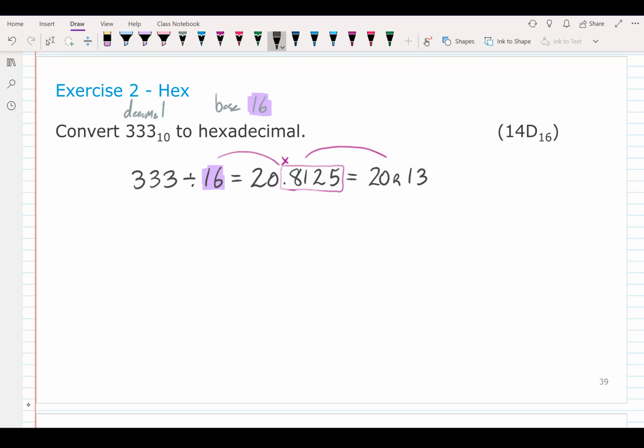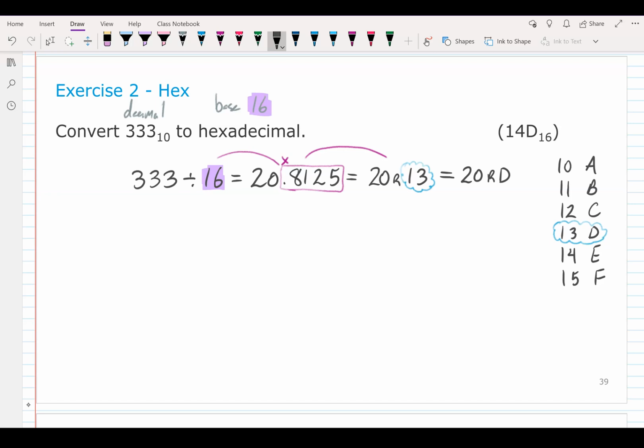All right, 13. That's a little tricky in hexadecimal, so maybe we want to change it right now. 13 in hexadecimal, let's just make a list. We know that 10 is A, 11 is B, 12 is C, 13 is D, 14 is E, 15 is F. So knowing that, 13 is D. So really what we have is 20 remainder D. I know it's a lot to take in right now, but we'll do it step by step, and soon it's going to make a lot more sense, okay?